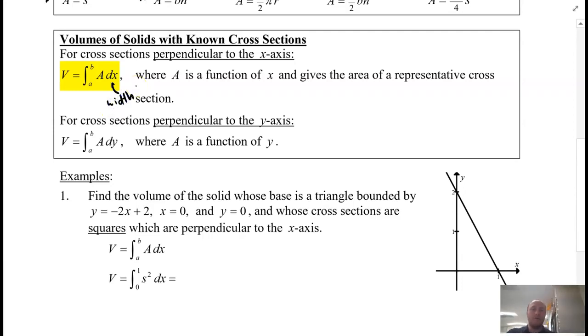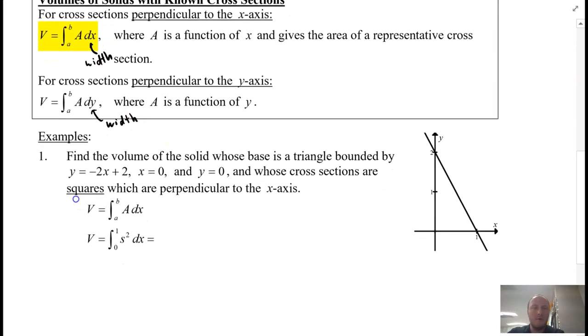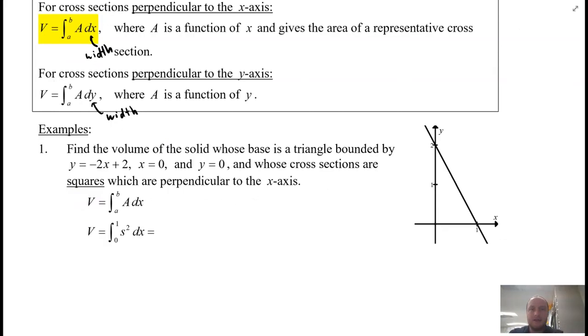Okay, for a cross section perpendicular to the y-axis, that is going to have a width of dy. And maybe you're asking yourself, what do you mean, like dx or dy? Okay, and I'll take example 1.